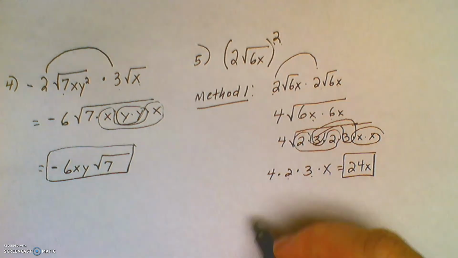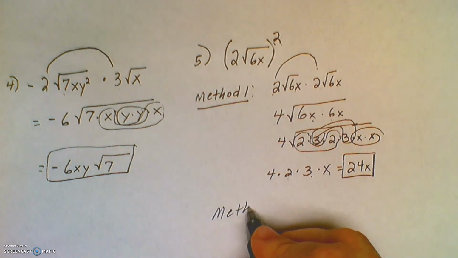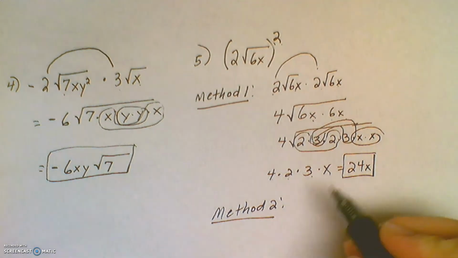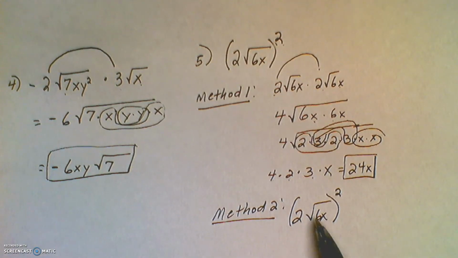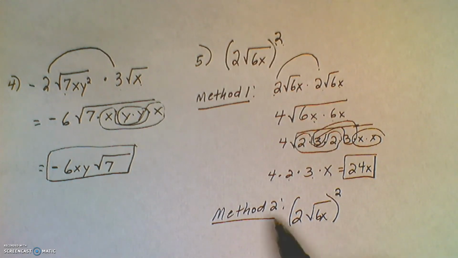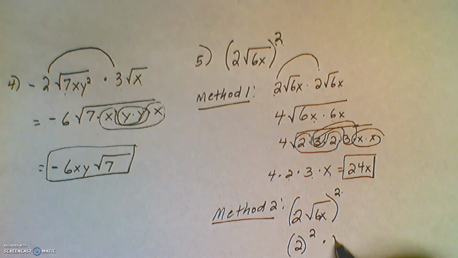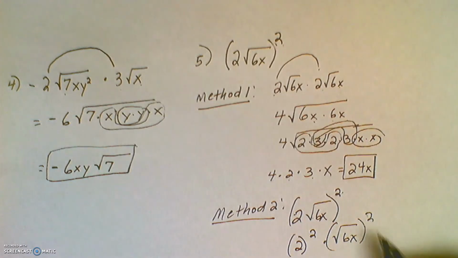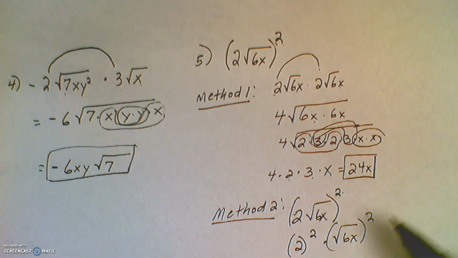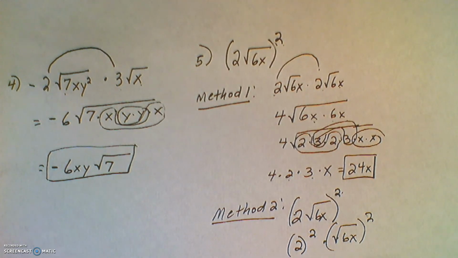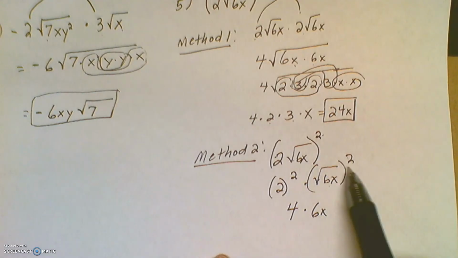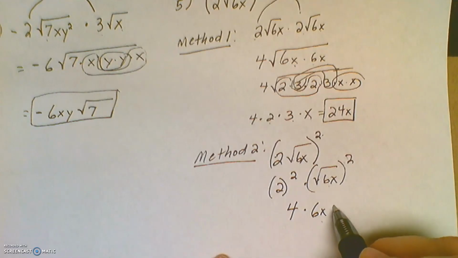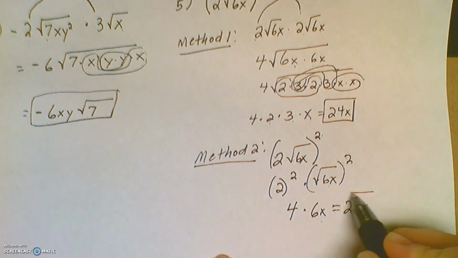Another way to simplify this problem, method 2, using what we know about exponents. Everything inside gets raised to the second power. So 2 squared times the square root of 6x squared. 2 squared is 4. When you square a square root, you just have the radicand. 4 times 6x is 24x.